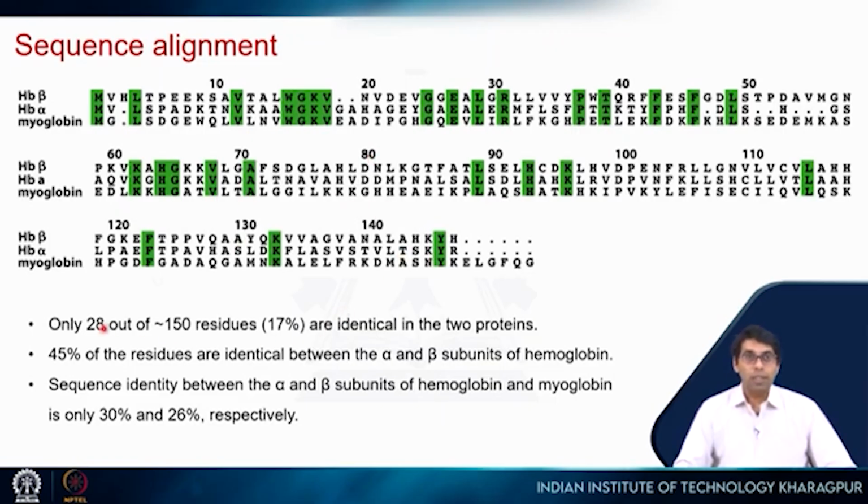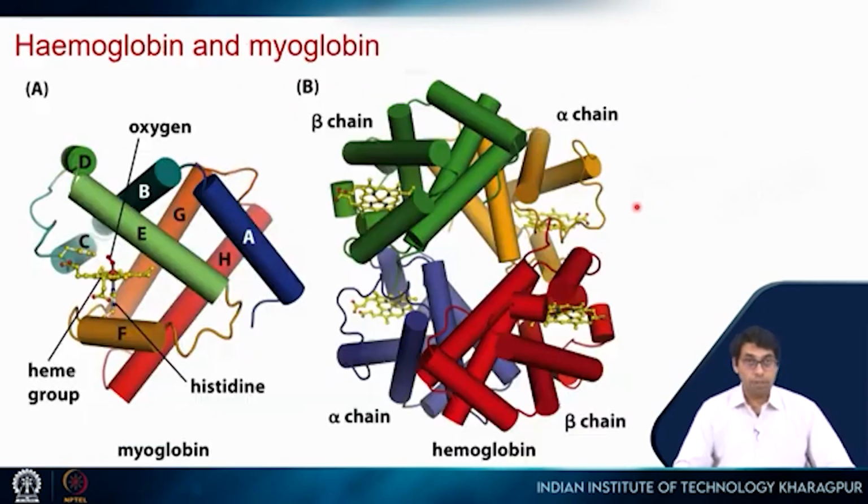It turns out that only 28 out of 150 residues are identical in these proteins. So, identical means that at this position all are methionine, all are leucine, all are valine, like so. If you count, there are only 28 amino acids like this which are the same in all these 3 sequences, out of almost 150 amino acids, right.